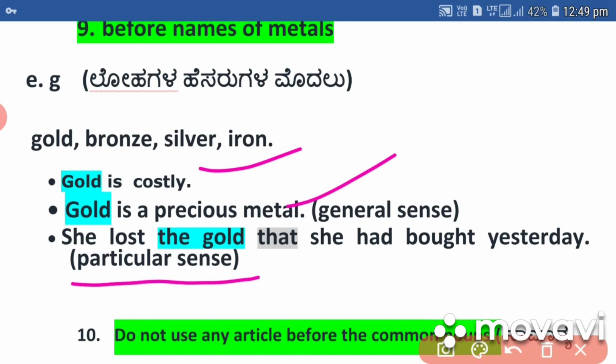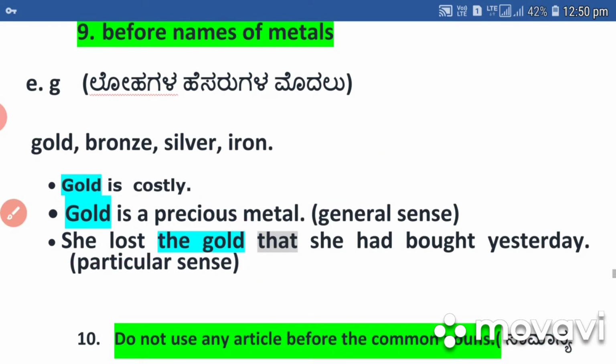In particular sense, I have used the definite article, which means it gives details and information. She lost the gold. I told you that in general sense, before the word gold you are not supposed to use any article, but I used it here for a reason. She lost the gold that she had bought yesterday. A specific purpose is here.